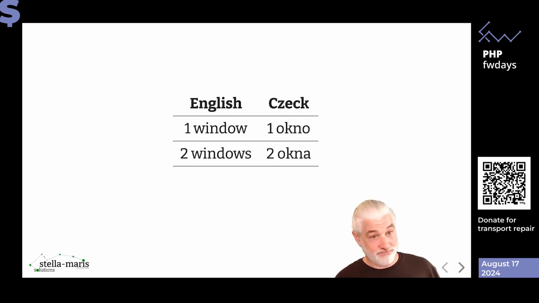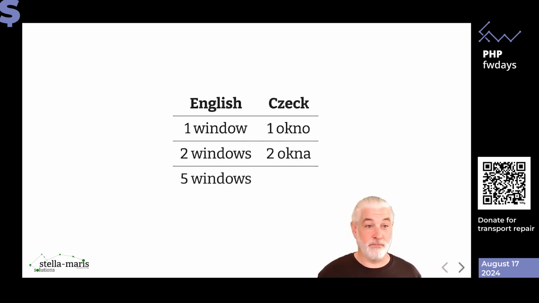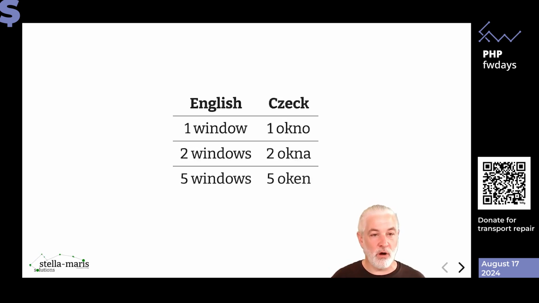And after that, when you have 3 windows, it would not be 3 okna, it would be 3 oken. At least I think it's at the beginning of 3. So they have a different form for 1, a separate form for 2, and from there on they use a third form.